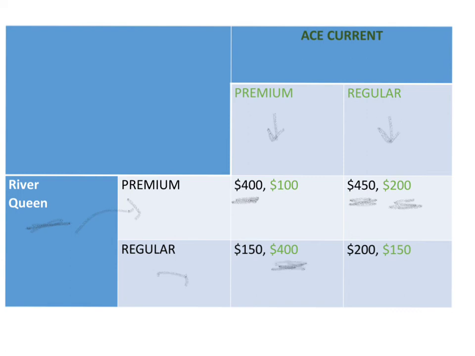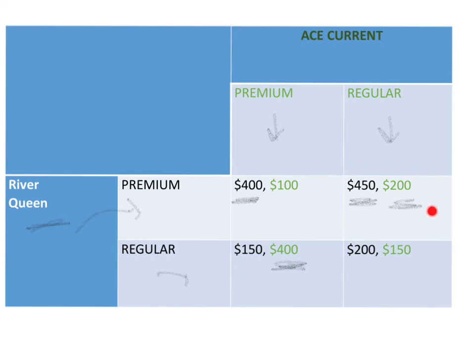In this case, notice that there is not a dominant strategy for Ace Current, okay? If River Queen does premium, they should do 200. If River Queen does regular, they should do 400. So it depends on what River Queen does. In this case, however, we can still figure out what the Nash equilibrium is.